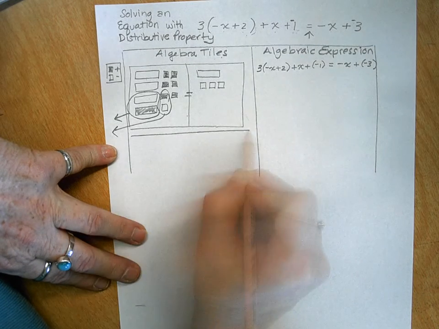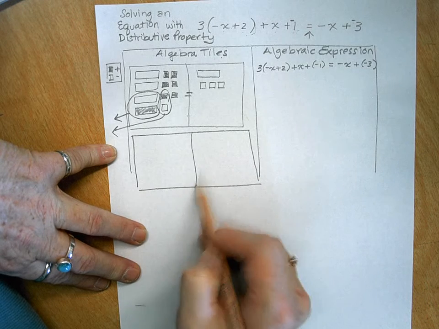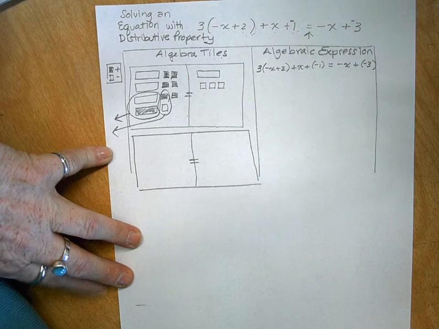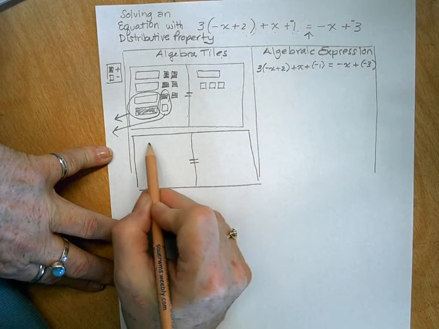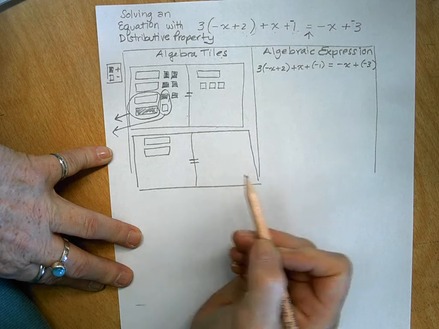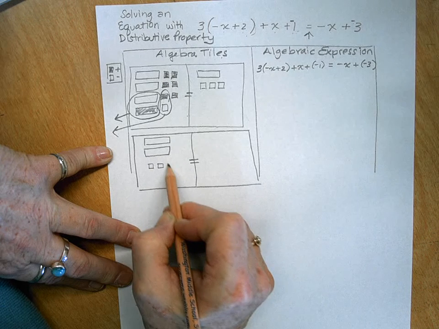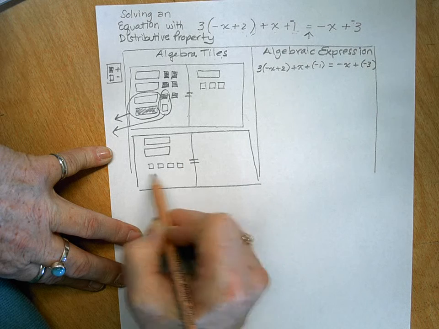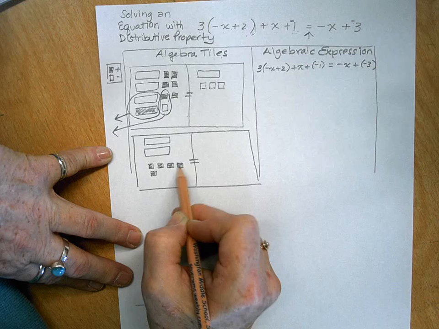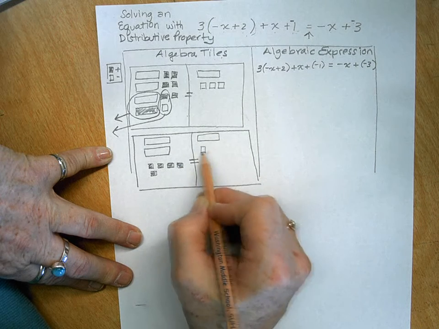Now I'm going to draw a new mat showing those 0 pairs taken out, because I'm still not simplified. I'm solving for x, so I need to get all my x's on one side. So I have negative 2x remaining plus 5. I'll just put these down here. These are positive, so I'm going to shade them in. And I have a negative x plus negative 3.